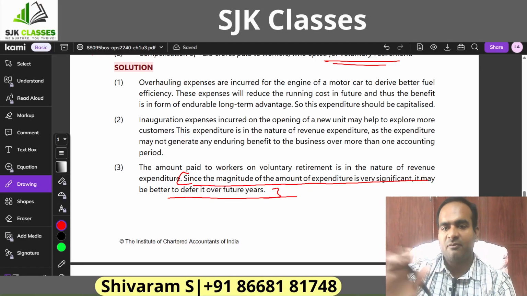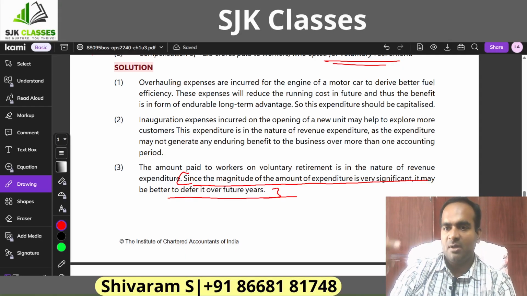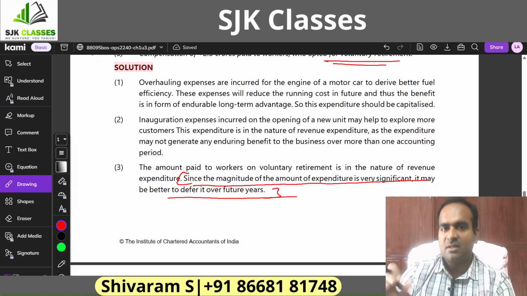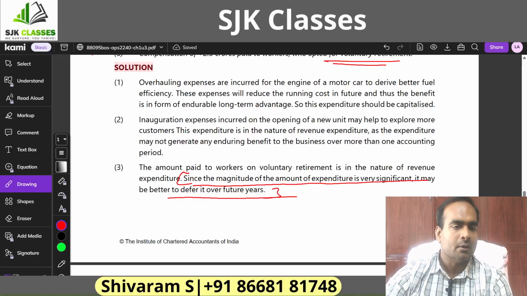When employees leave the firm, I have to settle them. The settlement is a revenue expenditure. They are going out, I'm paying them, it's done. I'm not getting any future benefit, nor does it help us to bring the asset to a usable condition. So none of these points are fulfilled. So this will be taken as a revenue expenditure. That's the justification we have to give. Just because the amount is high, it doesn't mean that you have the right to go for a deferral. I don't know why they have given this point. It's preferable not to give this point in the examination.